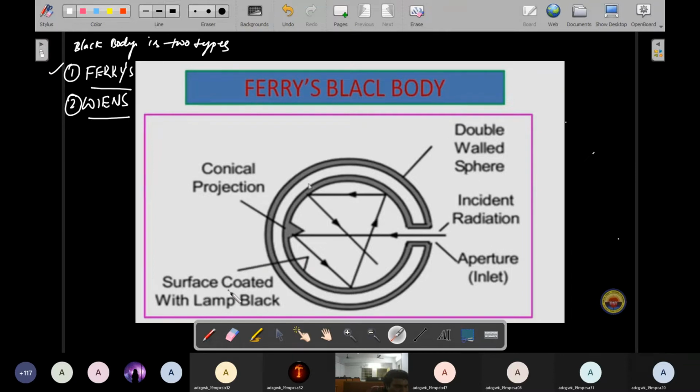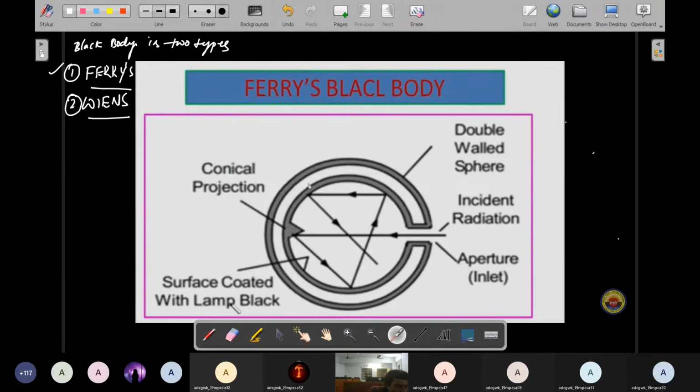So why are we using this lamp black coating inside? Because the space between the walls is evacuated to prevent loss of heat by conduction or convection. So it is designed so that no such losses occur when conduction or convection takes place.